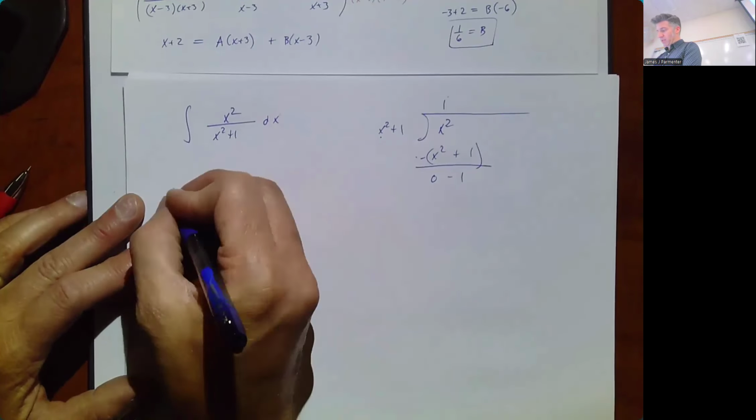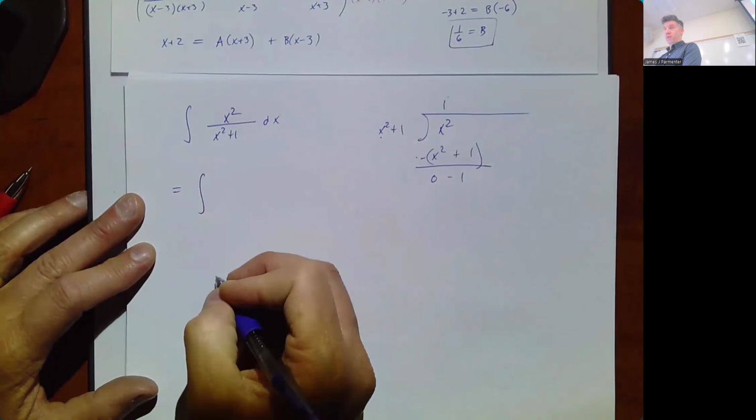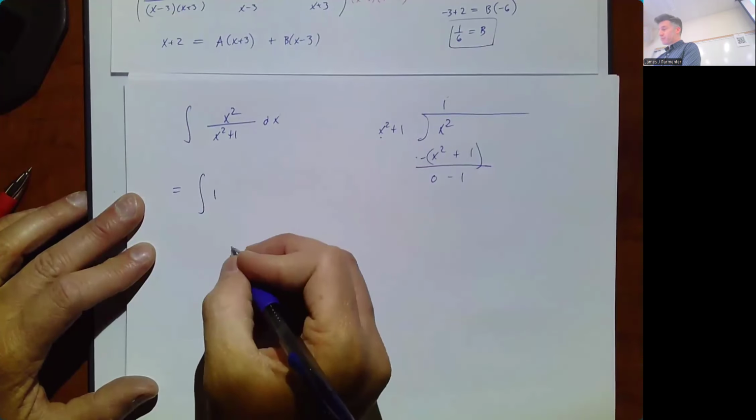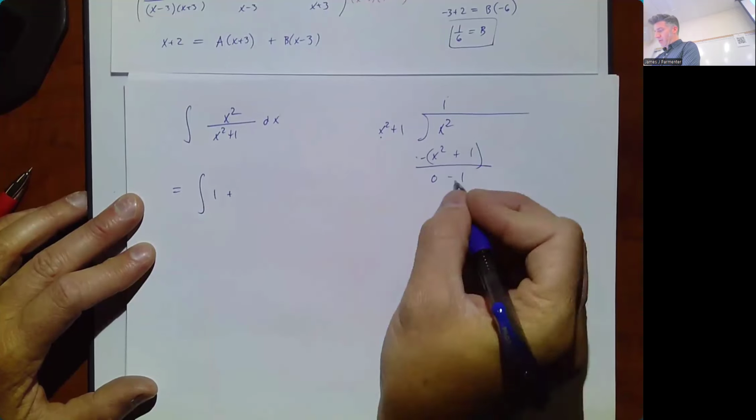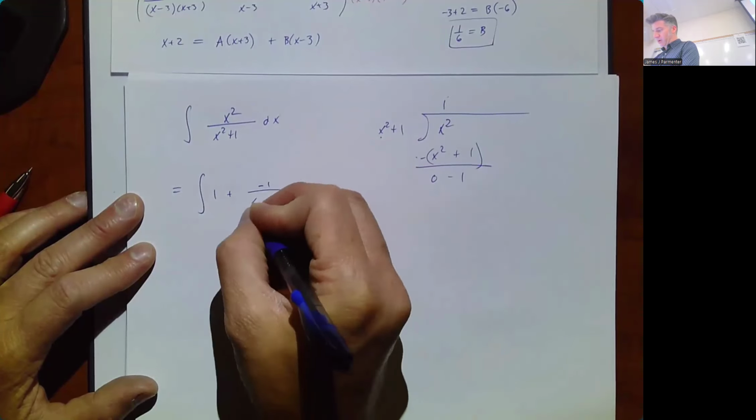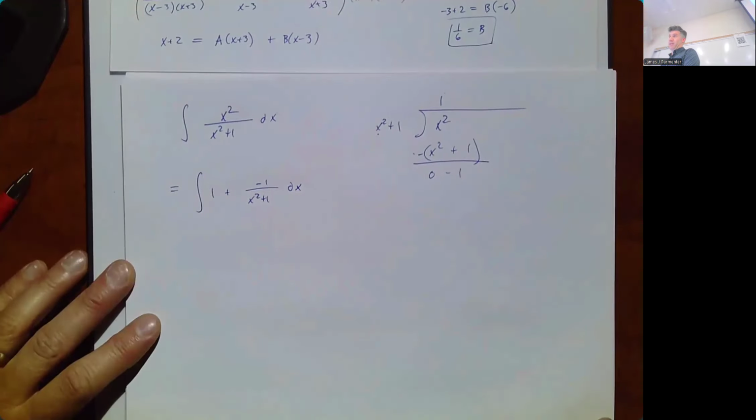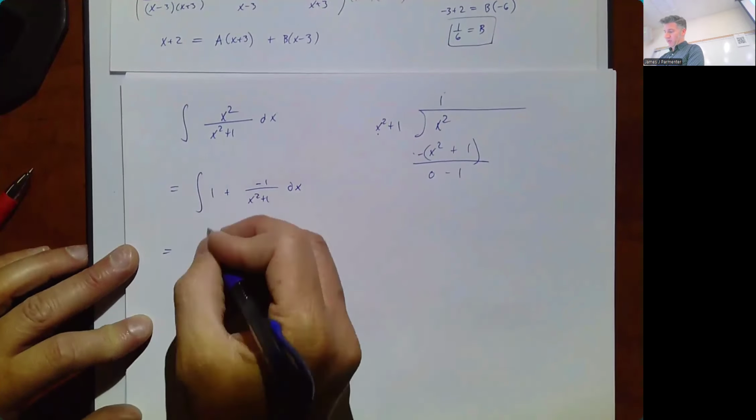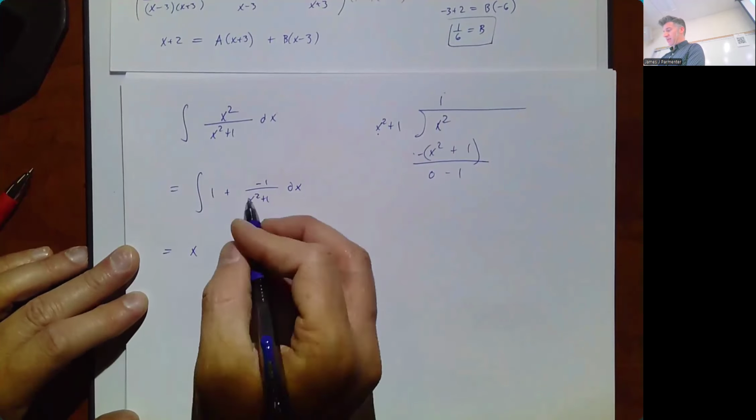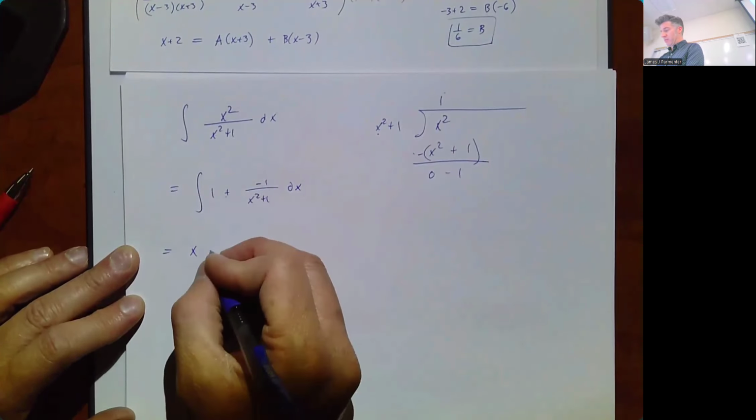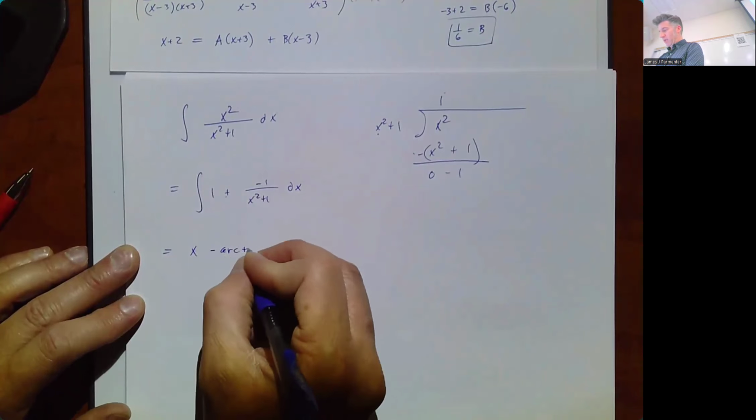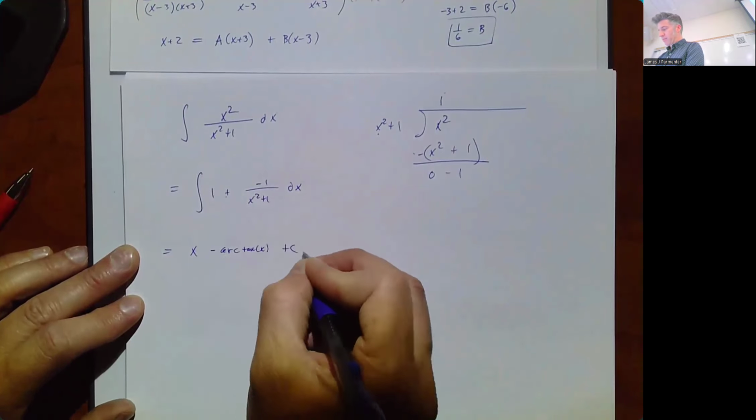So we can rewrite this integral as the integral of the quotient 1 plus the remainder -1 over x squared plus 1. And now those are things we are able to antidifferentiate. The antiderivative of 1 is x. The antiderivative of -1 over x squared plus 1 is minus the arc tangent of x.